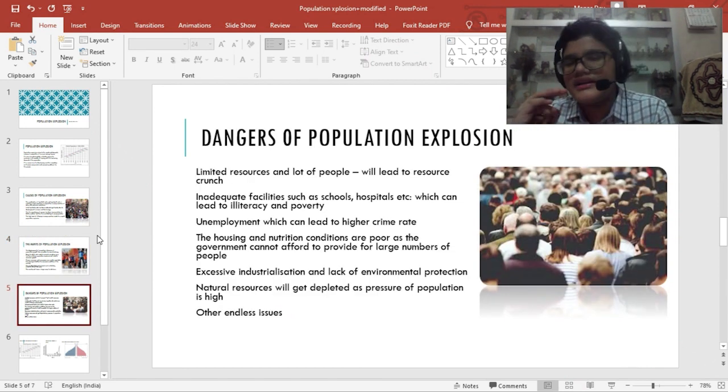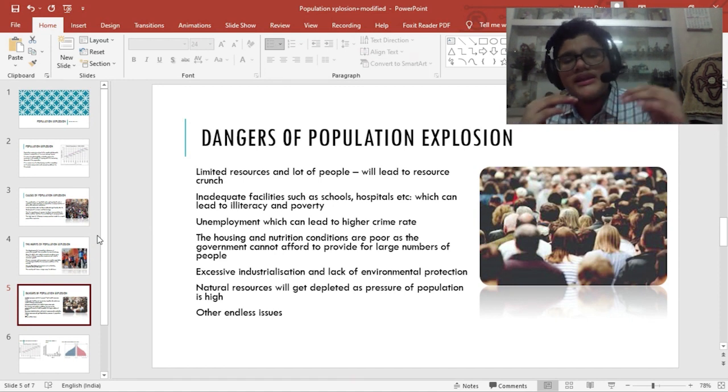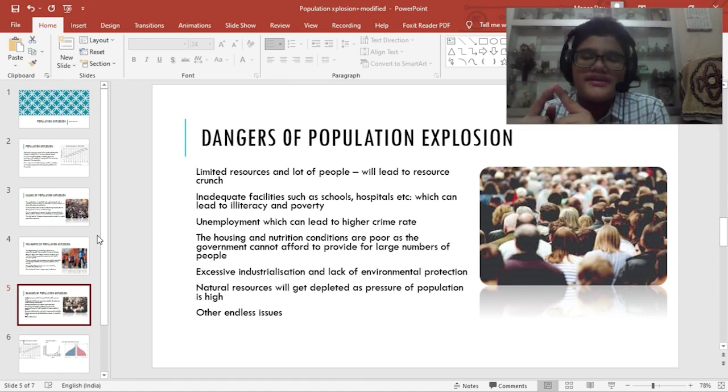Next, we need to learn the dangers of population explosion. This is most important in the living world nowadays. The main danger is that due to limited resources and a lot of people, it will lead to a major resource crunch. Inadequate facilities such as schools, hospitals, etc., can lead to illiteracy and poverty.